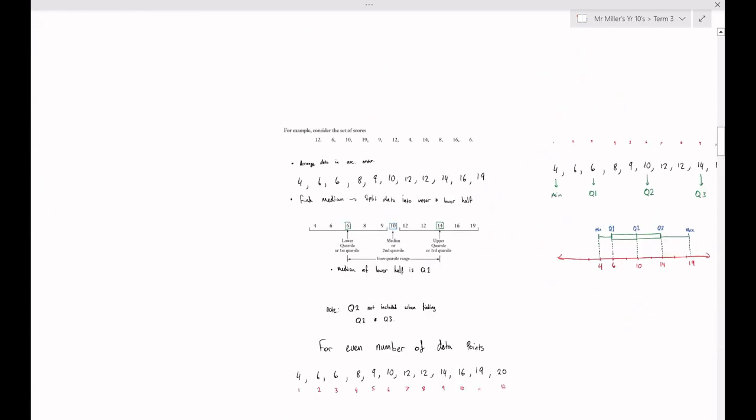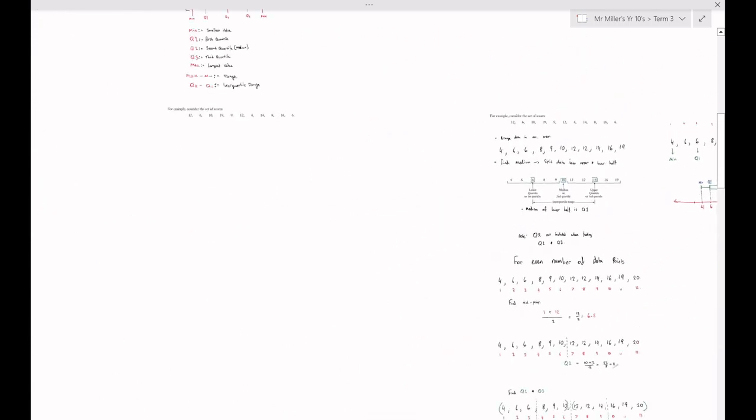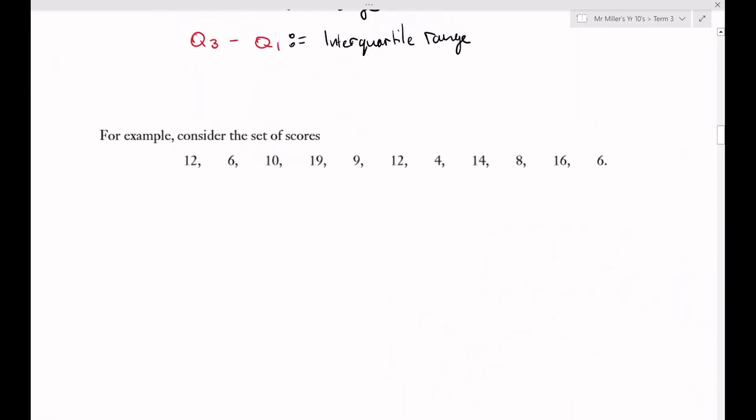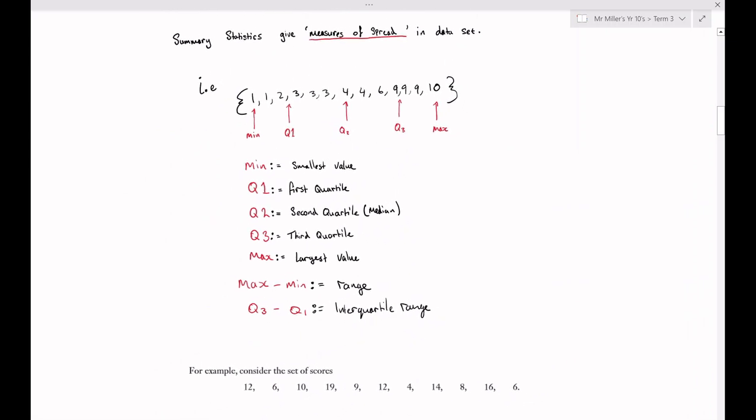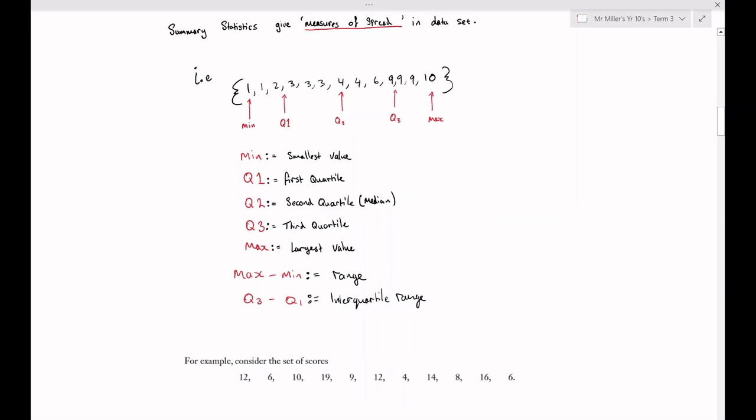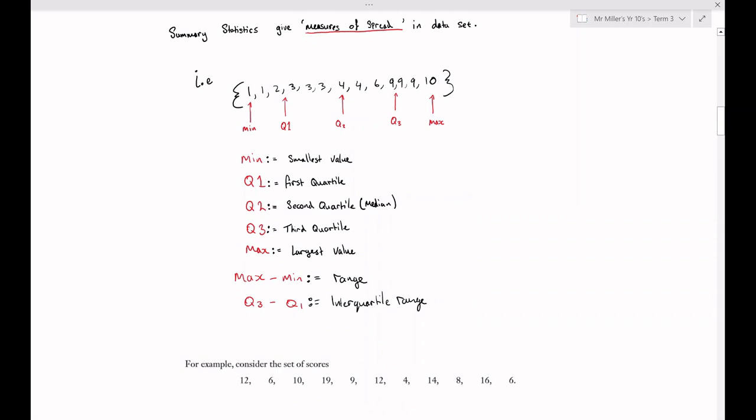Let's talk about actually finding the summary statistics, or the 5-figure summary. So, for example, here's a set of data. We kind of saw earlier the minimum was the smallest value. Quartile 1, that was the median of the first half. Quartile 2, that was the median of the full set of data. Quartile 3, that was the median of the final half, or the upper half. And finally, the max was the largest value.